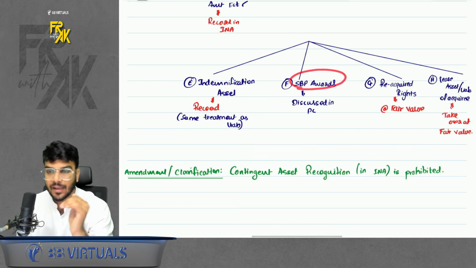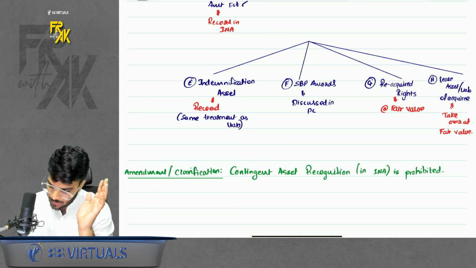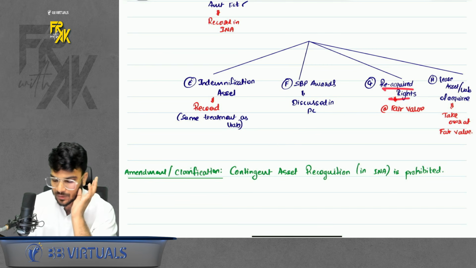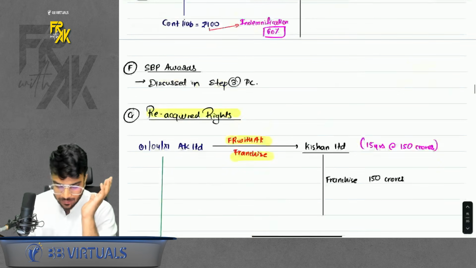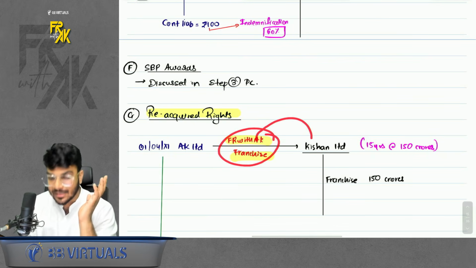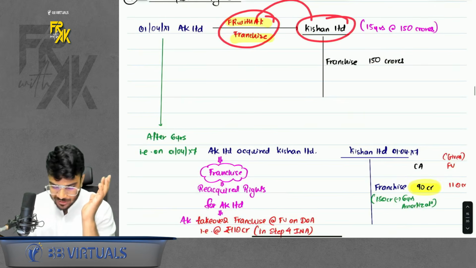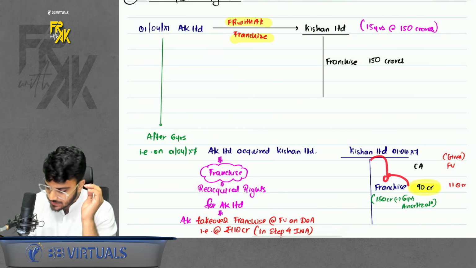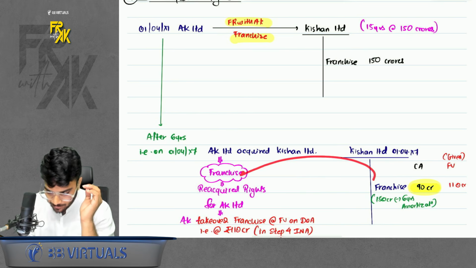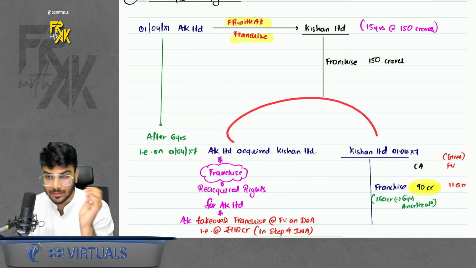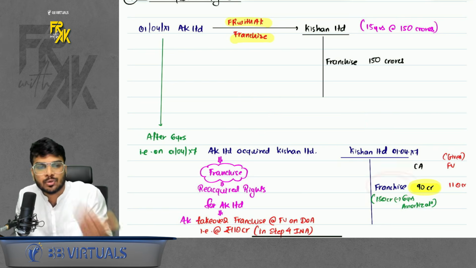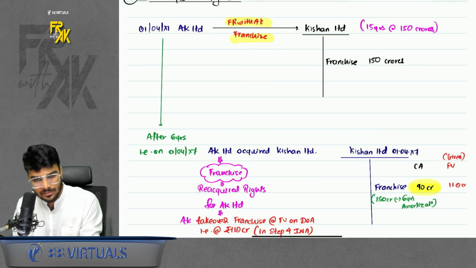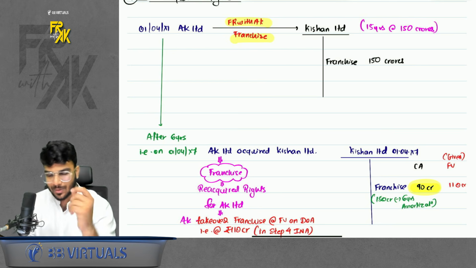Apart from this, if there are any SBP awards, this will form part of PC and not INA. Reacquired rights. What is the meaning of reacquired rights? Remember, I gave you one example. I sold my franchise to Kishan. Okay. Then after a certain number of years, I acquired Kishan Limited. So Kishan already had this franchise. So this franchise will come back to me again because I acquired this whole company. So my franchise comes back to me again. Reacquired rights. So if any such reacquired right comes to you again, you will take this over at fair value.